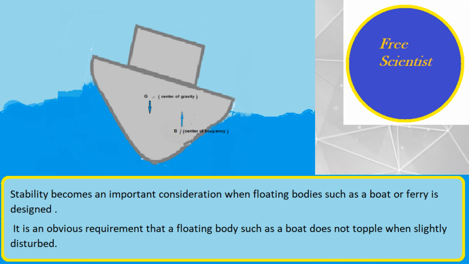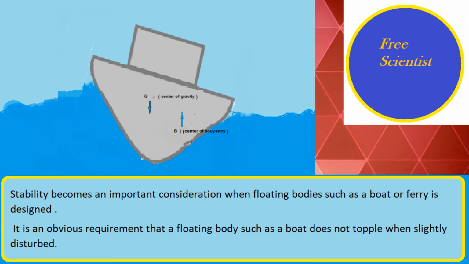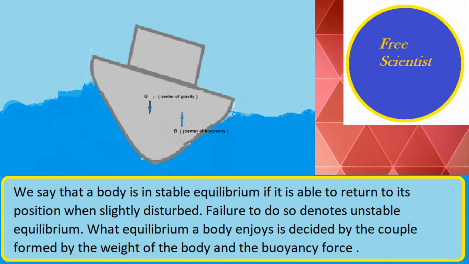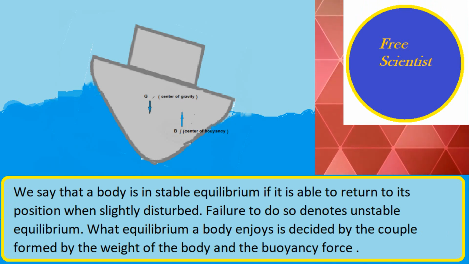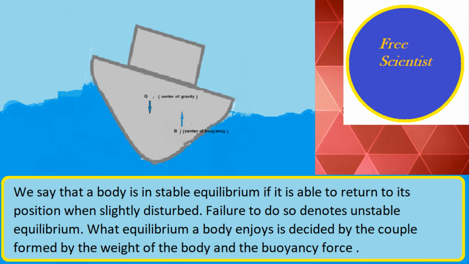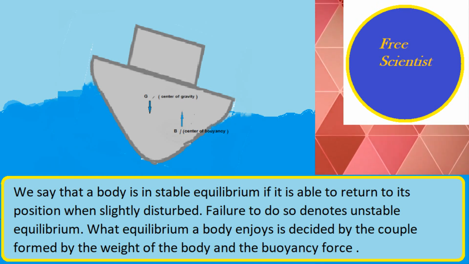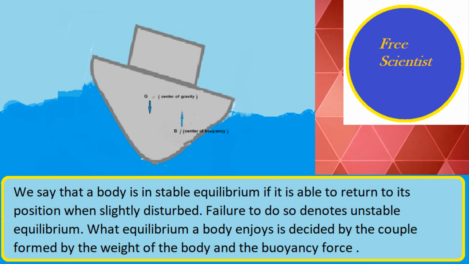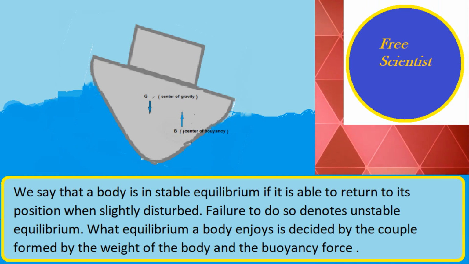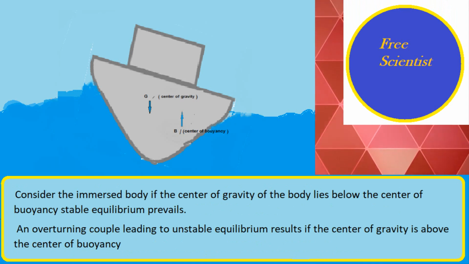Stability becomes an important consideration when floating bodies such as a boat or ferry are designed. It is an obvious requirement that a floating body such as a boat does not topple when slightly disturbed. We say that a body is in stable equilibrium if it is able to return to its position when slightly disturbed. Failure to do so denotes unstable equilibrium. What equilibrium a body enjoys is decided by the couple formed by the weight of the body and the buoyancy force. Consider the immersed body.